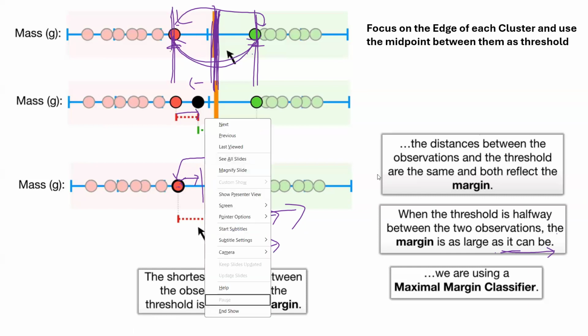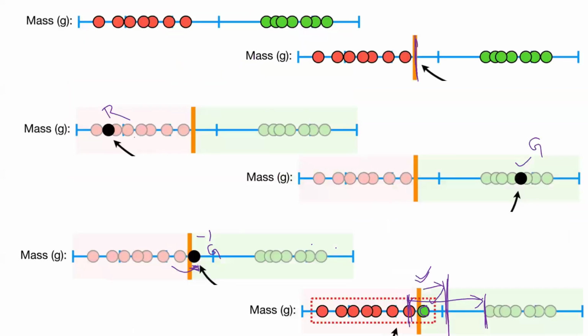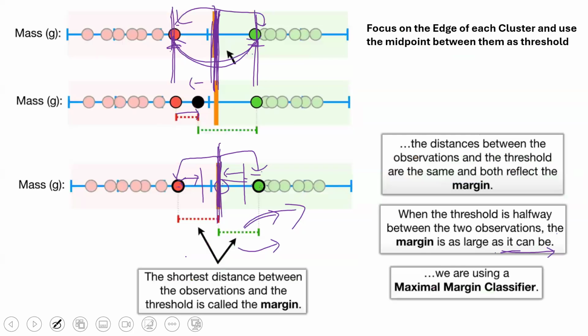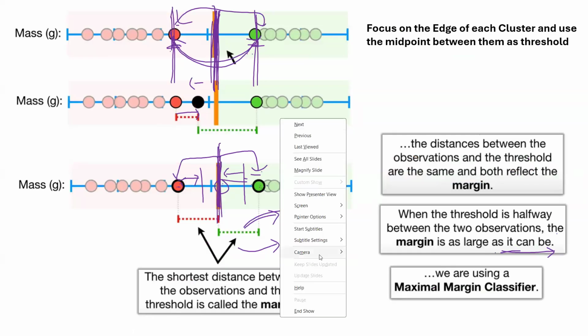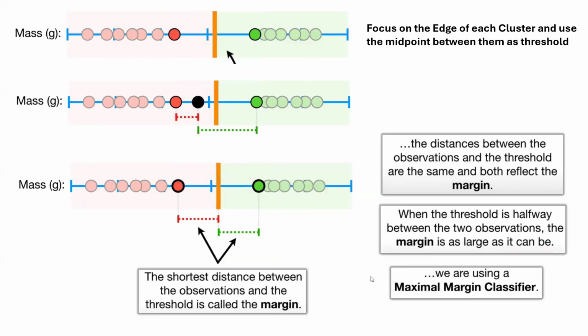We already have seen that when we move this threshold towards the red dots, the margin here is decreasing and here it is increasing, but it is not doing the classification rightly. Which threshold does the right classification? When we place it in the middle of both points. When we keep the threshold between these two points, we get the maximum margin. Classifiers where we try to maximize the margin are called maximal margin classifiers.